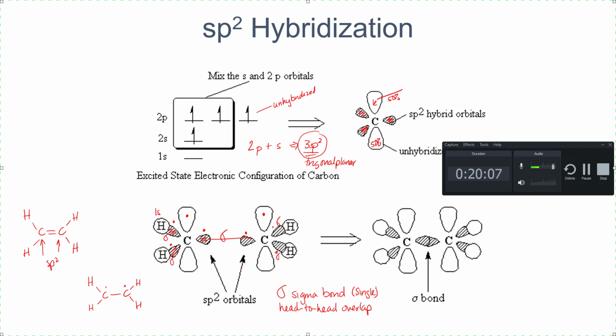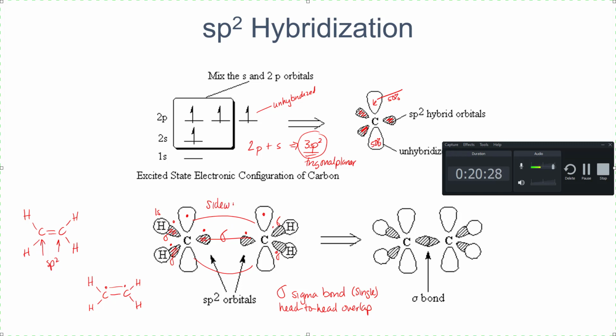And each of the carbons would then have an unpaired electron in the p orbital. In the Lewis dot structure, what we would do is we would pair those up to form the double bond. How does that work with the orbital picture? In the orbital picture, I'm going to overlap these two p orbitals sideways.